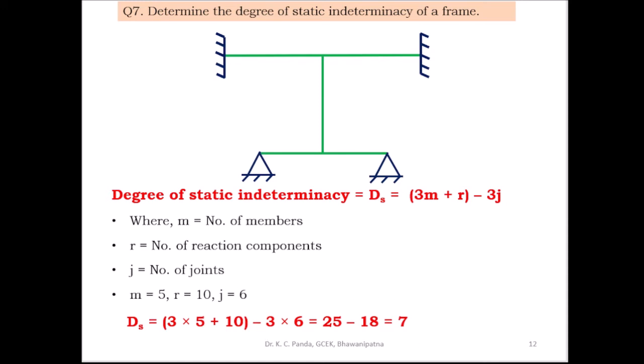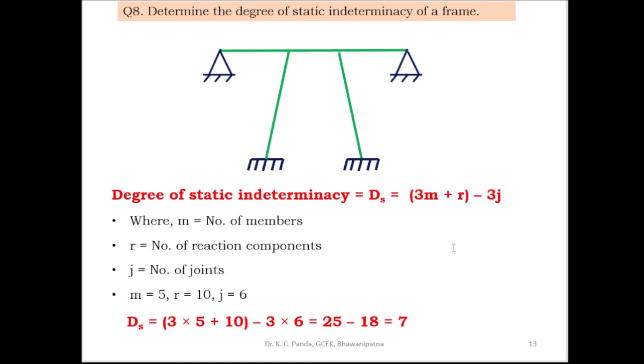The degree of static indeterminacy of this frame is equal to 7. Also you can find out using the other approach. Here this is externally indeterminate but internally determinate, because this is an open configuration. So the internal degree of static indeterminacy DSI is equal to 0, and the external static indeterminacy DSC is equal to r minus 3, that is equal to 10 minus 3 is equal to 7. And the total degree of static indeterminacy is equal to DSC plus DSI, 7 plus 0 is equal to 7. So this is your 7.